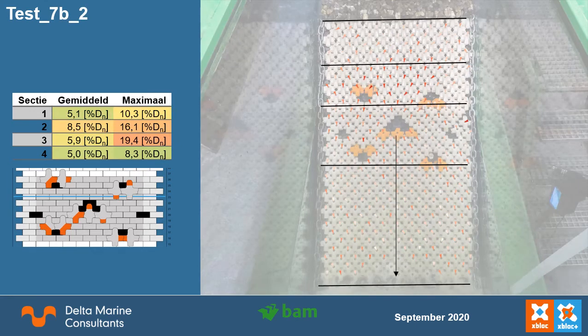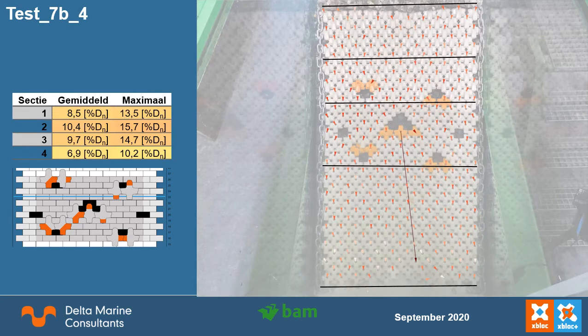And then test 7B2 with one of the blocks extracted during the 140% test. And the settlements are still relatively small. The biggest settlement is the block at the side, 19% of Dn. And 7B4. Similar behavior, 1 block extracted at the 150% test, and the settlements are in the range of 7 to 10% of Dn.